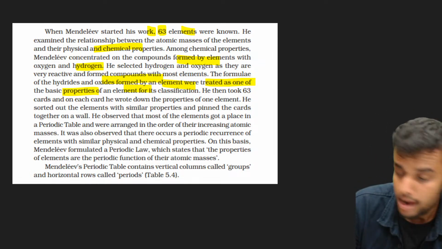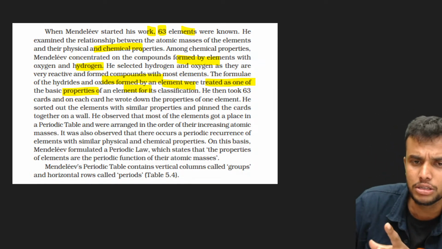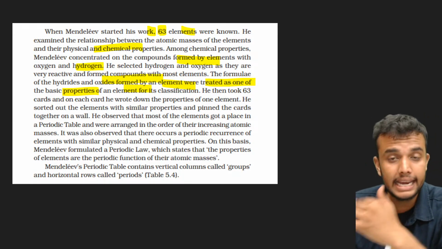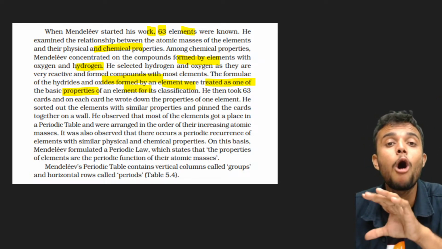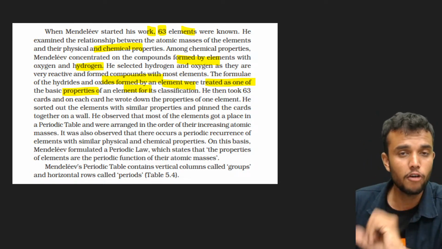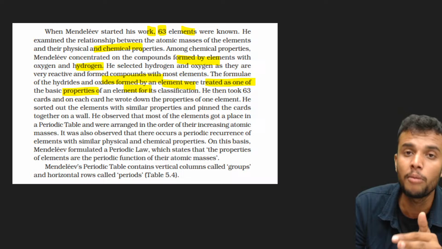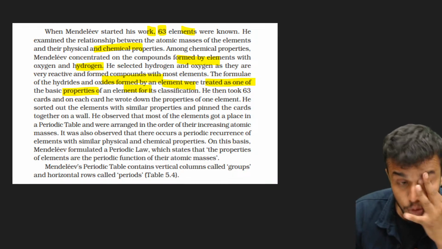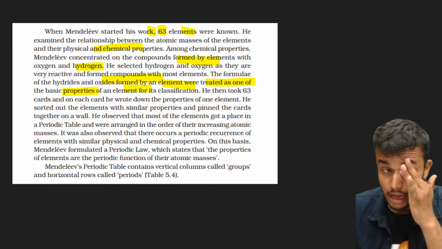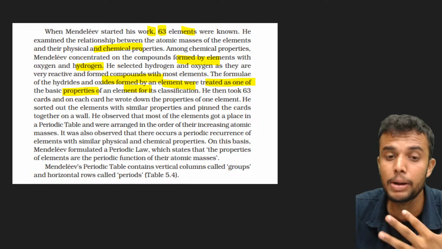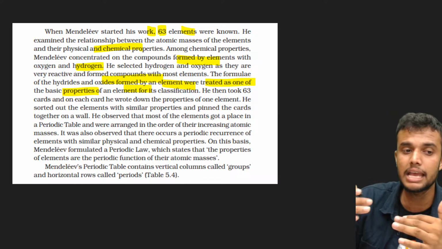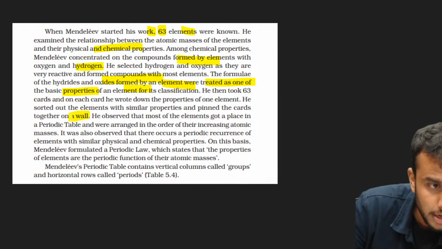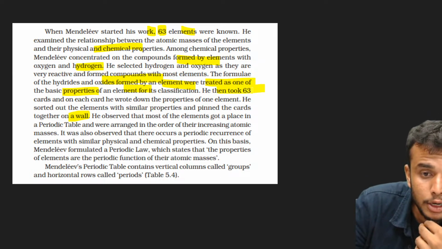What did he do? He treated an element with oxygen and it formed a compound with some formula. He took that formula and arranged all elements depending upon it. For example, some elements form MO, a metal oxide, some form M2O3, some M3O5, different forms, right? Depending upon that, he placed all the elements with similar properties together and pinned the cards together. You know what he did here, students? He took 63 cards.